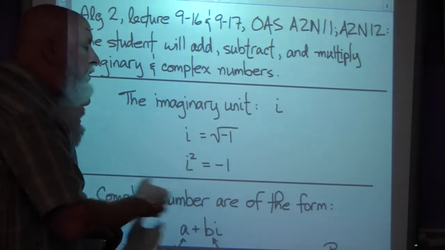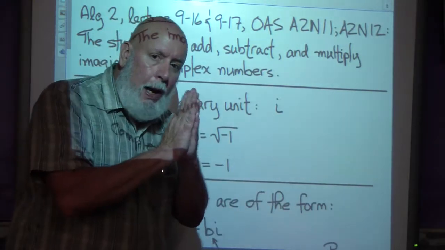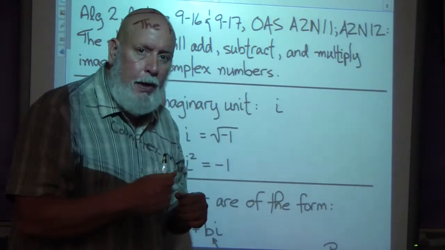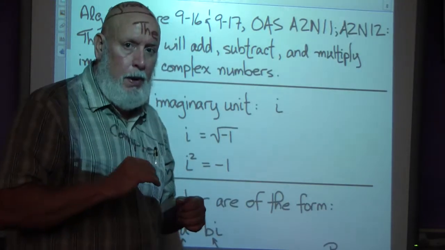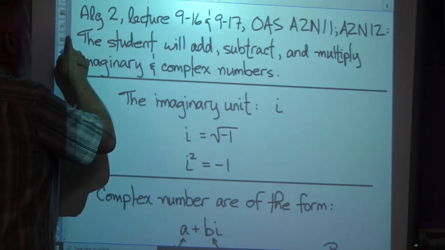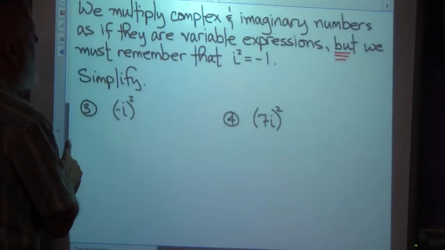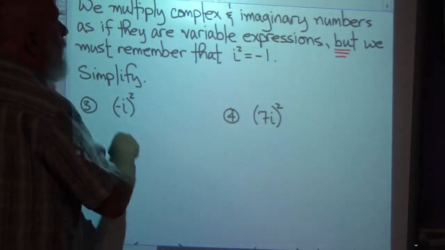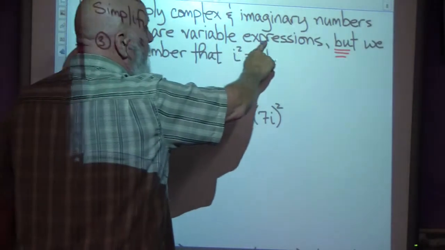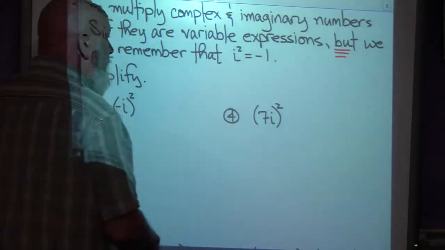So when I'm multiplying imaginary numbers, anytime I multiply i times i, it's going to turn into negative 1 because it equals negative 1. I just got to keep that in mind. Otherwise, I treat it just like a variable unless I multiply it by itself, at which point it becomes negative 1. So we multiply complex and imaginary numbers as if they are variable expressions, but we must remember that i squared is negative 1. So here we go.